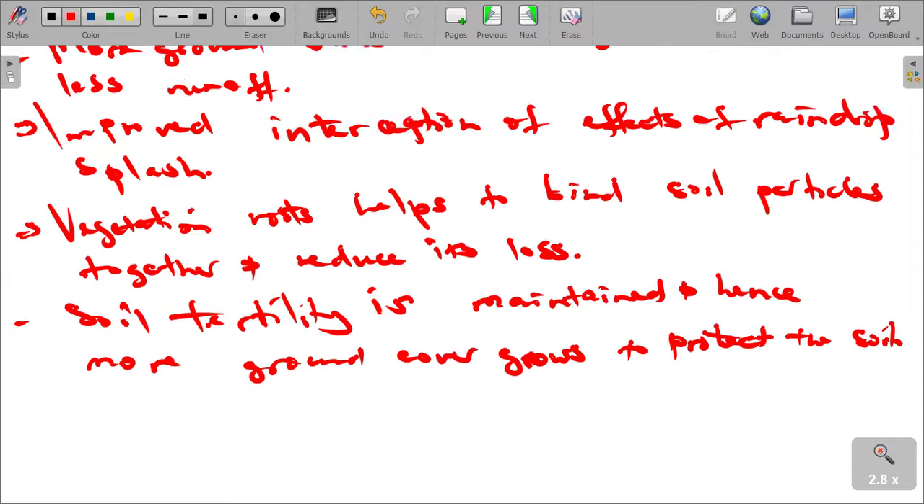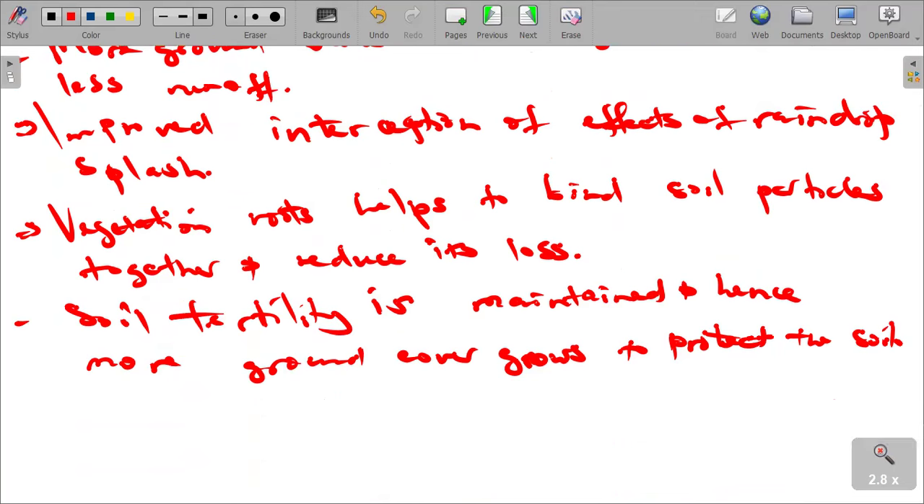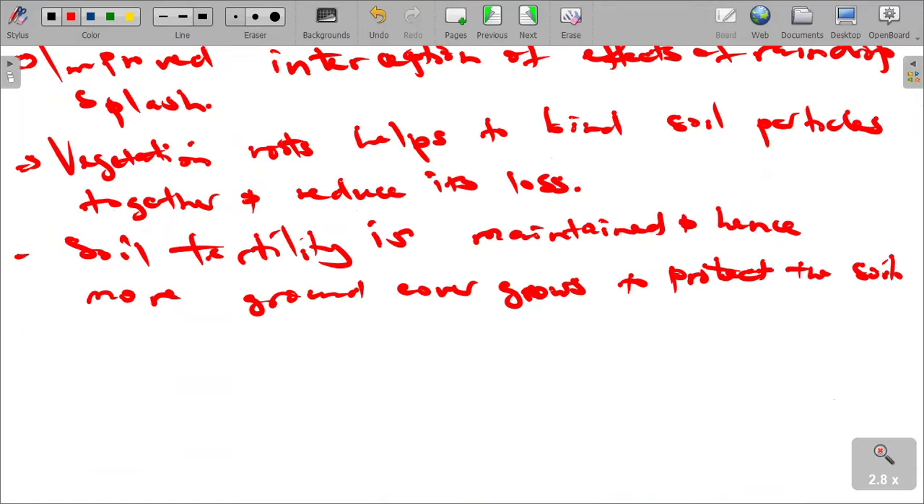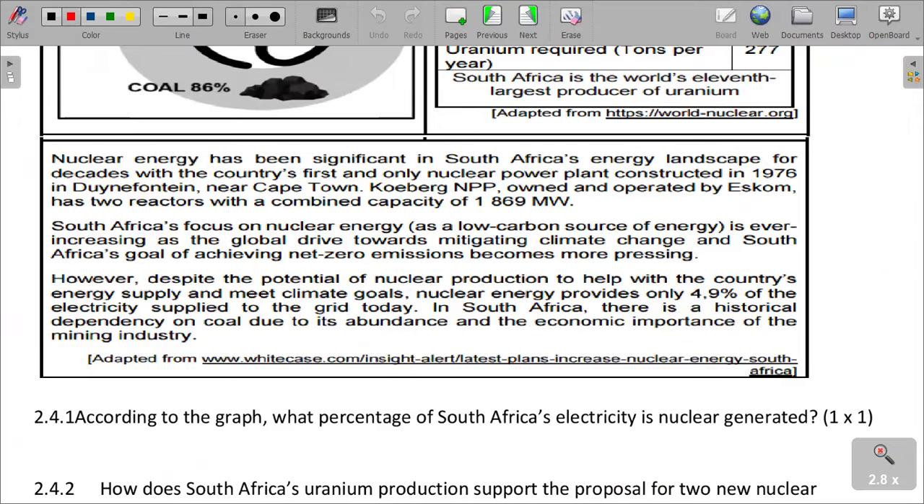So all these are ways through which erosion can be reduced here, because whenever animals are regulated, we are saying there is also no overgrazing. Animal movement is regulated, so the vegetation is given time to recover. The recovery time of vegetation is enough that it cannot be destroyed.